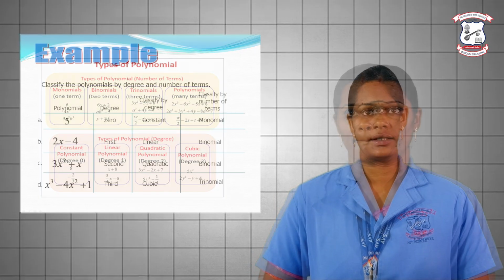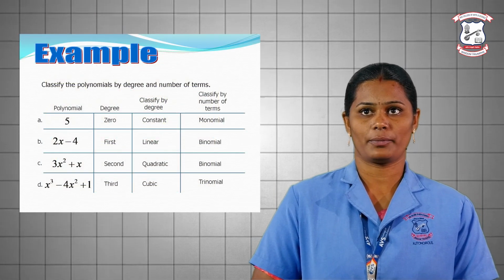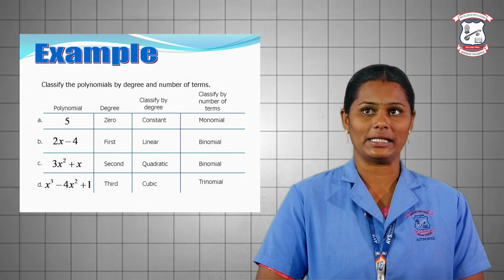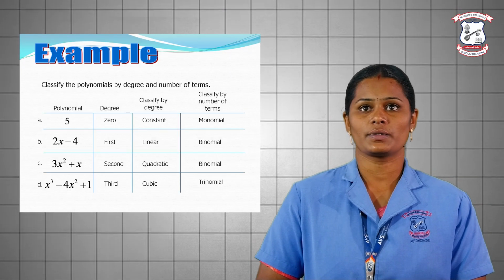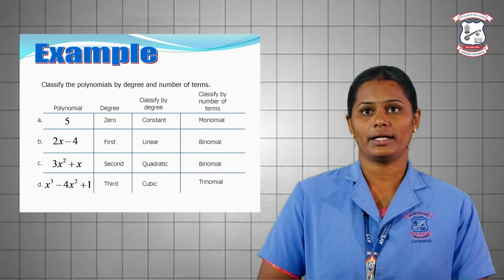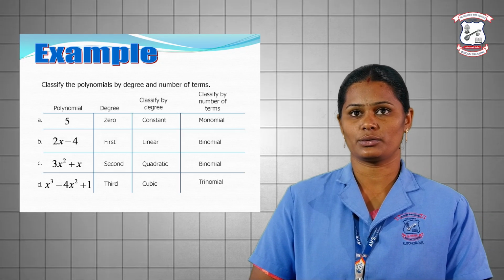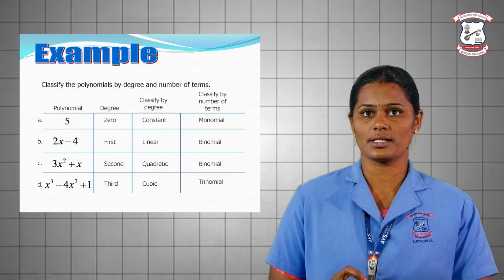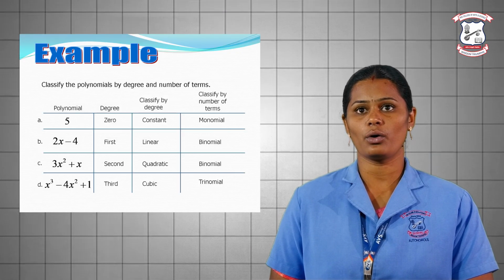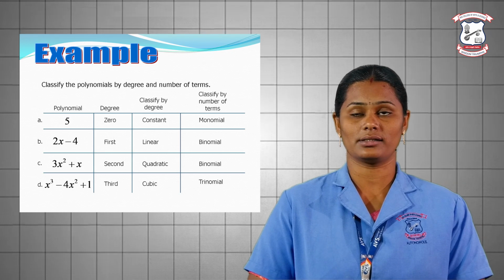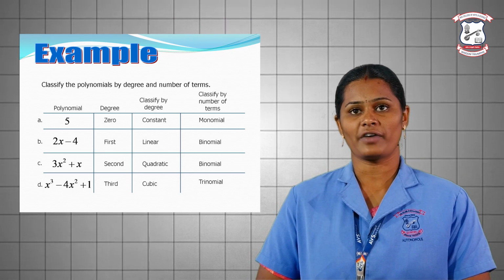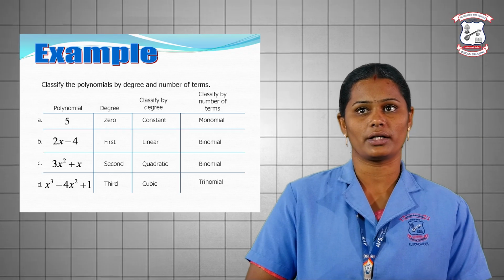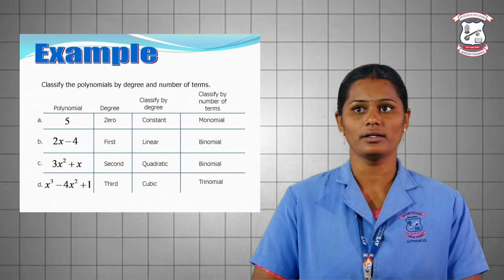So next, let's see examples of polynomials. We are going to classify the polynomials by degree and number of terms. See the first one, only a constant number is given. The constant value is 5. The degree is 0 because there are no variables. So that is degree 0. 5 is a constant value, and only one term is given. So that is called a monomial equation.